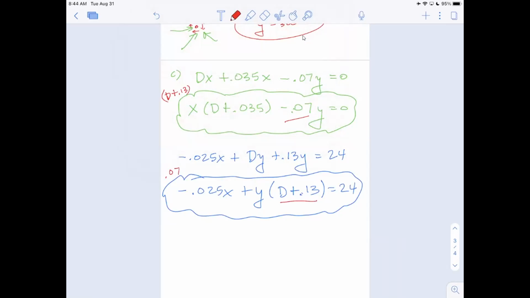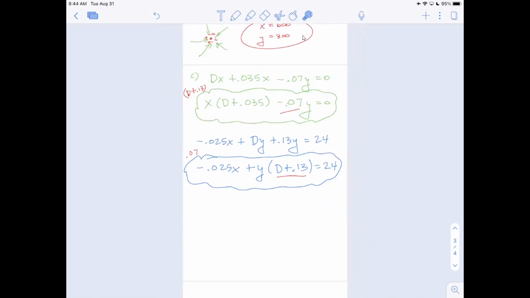And again, do I want to add them or subtract them? I got to be a little careful with this. So I'm going to have a D plus 0.13 and a negative 0.07 on top in the green equation. And I'm going to have a D plus 0.13 and a positive 0.07. So this negative being here right now will take care of the fact that one is negative, and I don't have to make one of them negative. It already was negative.